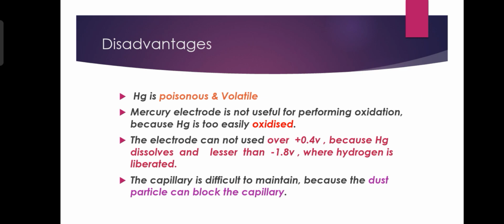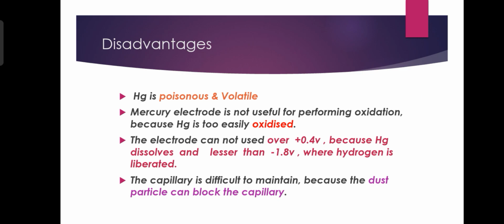Next, I will cover the disadvantages. If we take care, we can easily practice our polarography technique. The disadvantages or limitations are: mercury is poisonous and volatile, and it is not useful for performing oxidation, because polarography is designed for the reduction process.